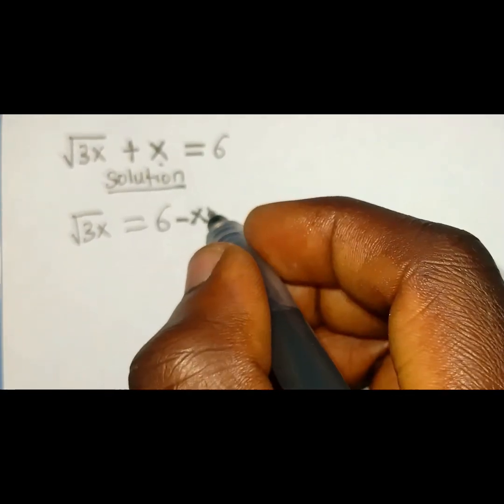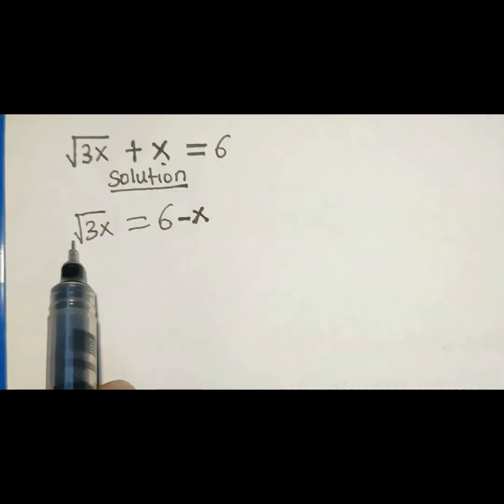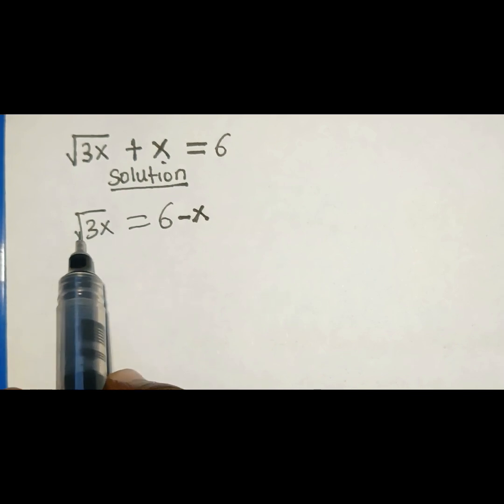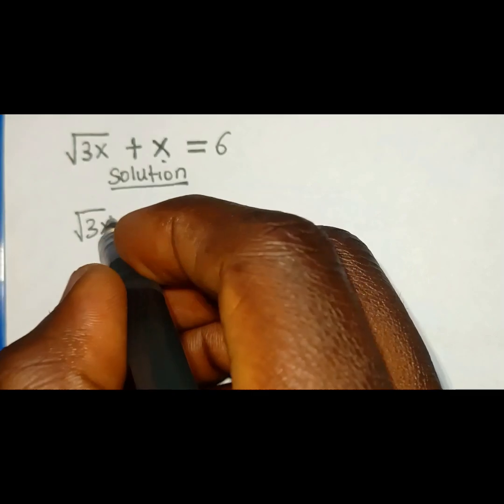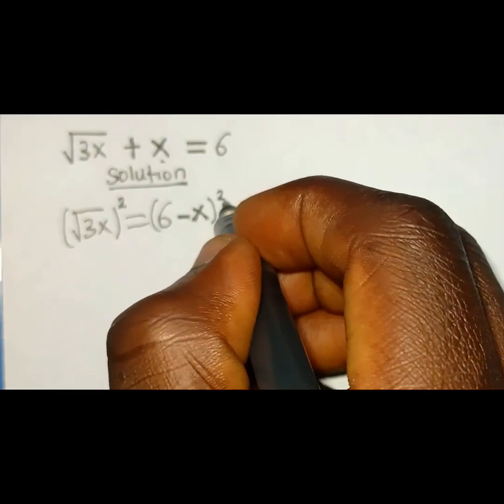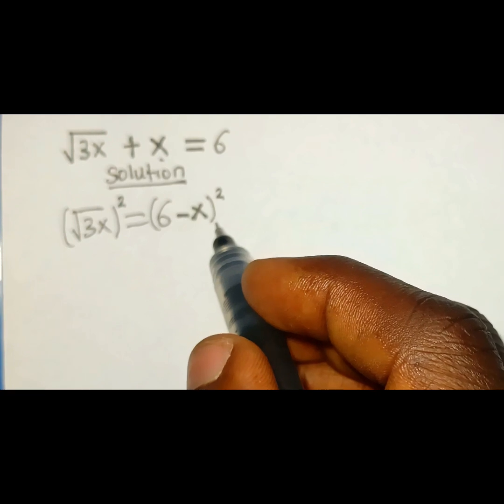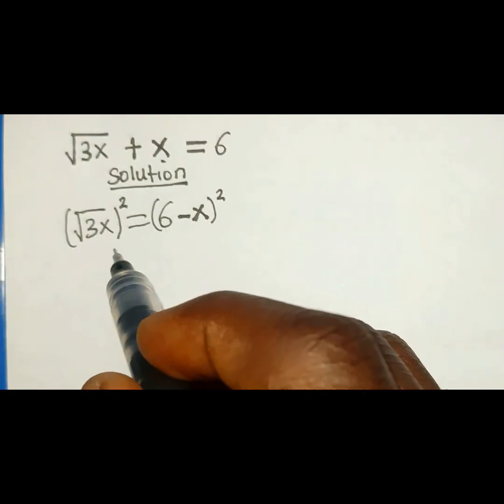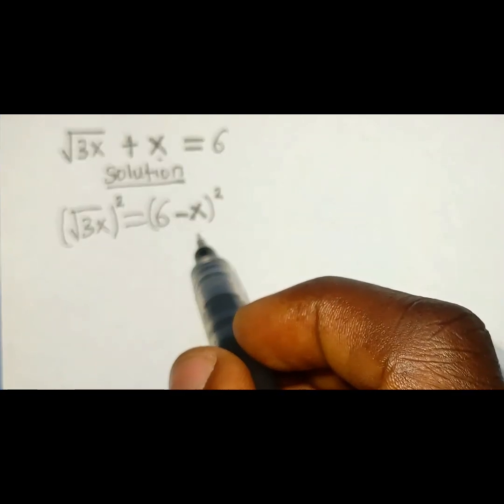The next thing we're going to do, as you can see on the left hand side, we have square root of 3x. So we need to eliminate this square root by squaring both sides of the equation. So we're going to square the left hand side and also square the right hand side. We are squaring the right hand side because when you do anything to one side of the equation, you must also do it to the second side.